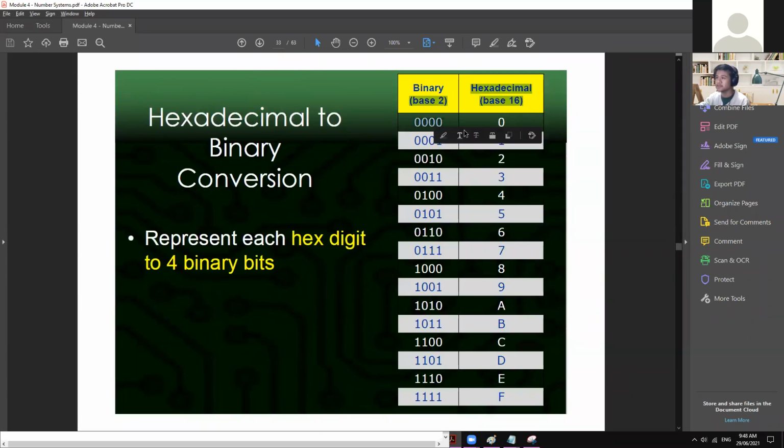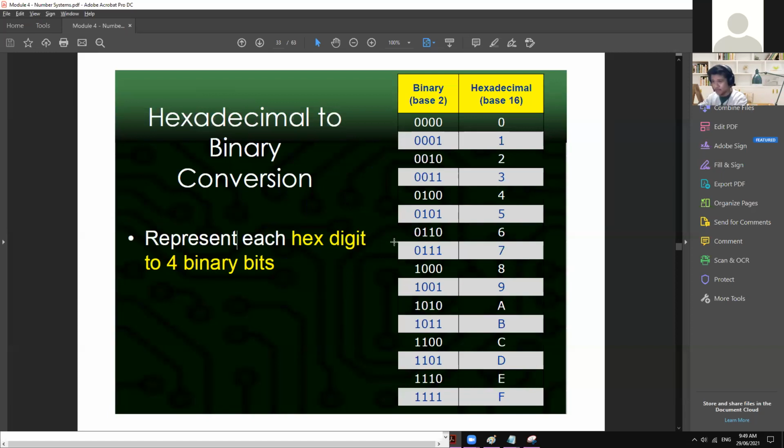Okay, so 0, 0, 0, 0 is equal to 0, of course, and then 0, 0, 0, 1 is equal to 1. Okay, and then 1, 1, 1, 1 is equal to F or equal to 15. Okay, but take note when it comes to converting a hexadecimal to binary, you have to represent each hex digit to 4 binary bits, meaning you have to separate them by 4 bits. Okay, one character is 4 bits, another character is 4 bits, another character is 4 bits.